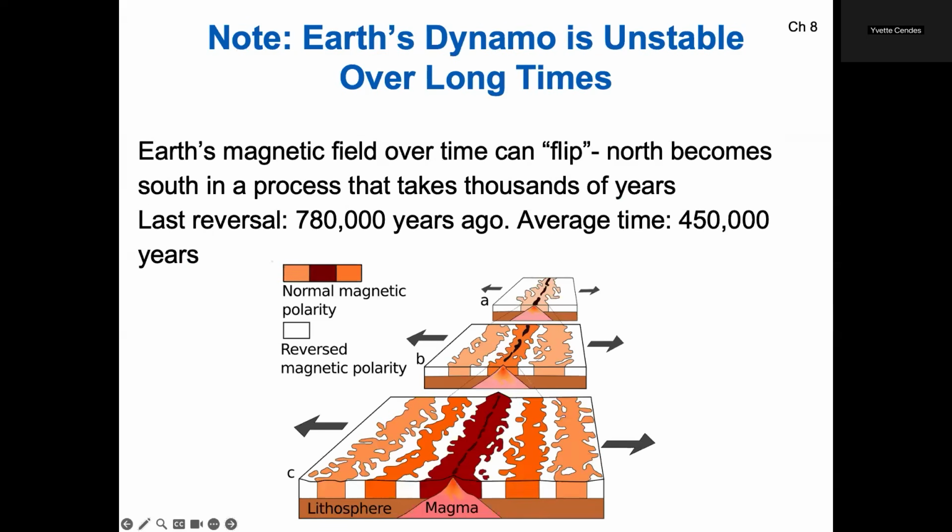Finally, one thing that we should also note is that the Earth's dynamo is actually also unstable over particularly long times. So the Earth's magnetic field over time can flip, or it's called a reversal. And what happens is it takes a few thousand years of a process, but north will become south at the end of that process. So the way we can tell is actually studying the movement of tectonic plates.